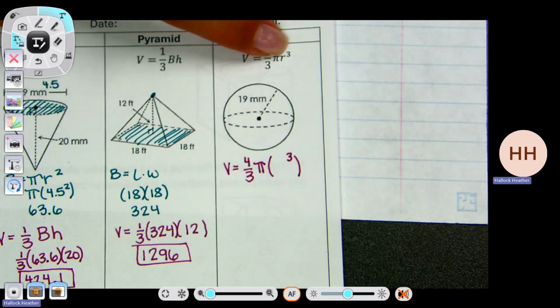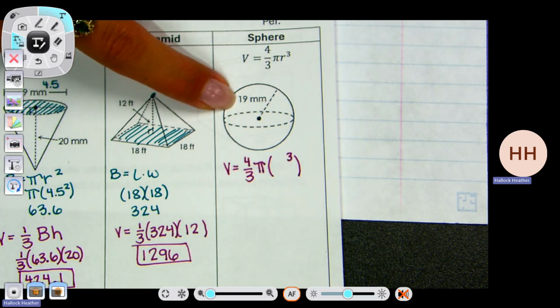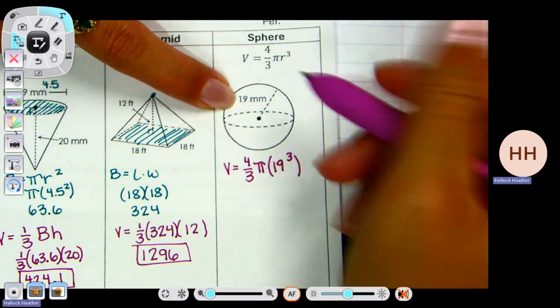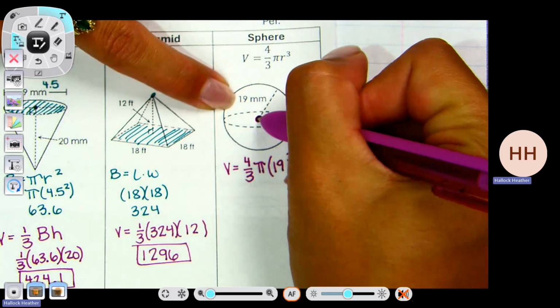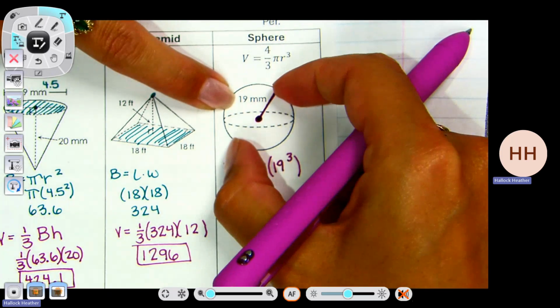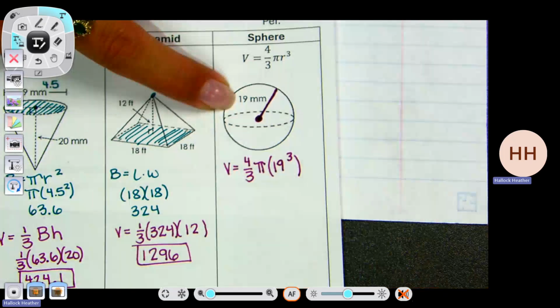It is cubic. So for my radius, it's 19. Why do I not split this one in half? It is only going to the middle. So the middle out represents the radius. If I went all the way, I would need to cut it in half. But because it's halfway already, 19 is what I'm using. Your final answer is massive.